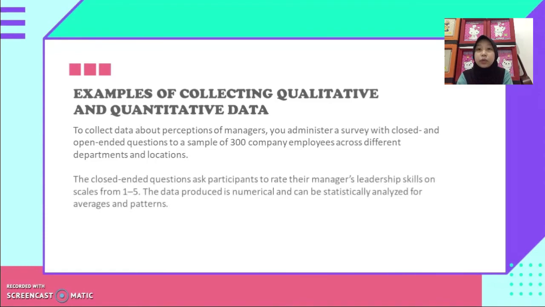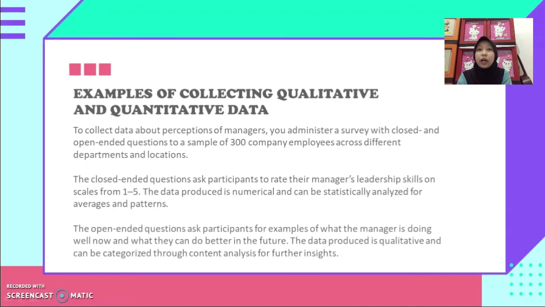The closed-ended questions ask participants to rate their manager's leadership skills on scales from 1 to 5. The data produced is numerical and can be statistically analyzed for averages and patterns. The open-ended questions ask participants for examples of what the manager is doing well now and what they can do better in the future. The data produced is qualitative and can be categorized through content analysis for future insight.